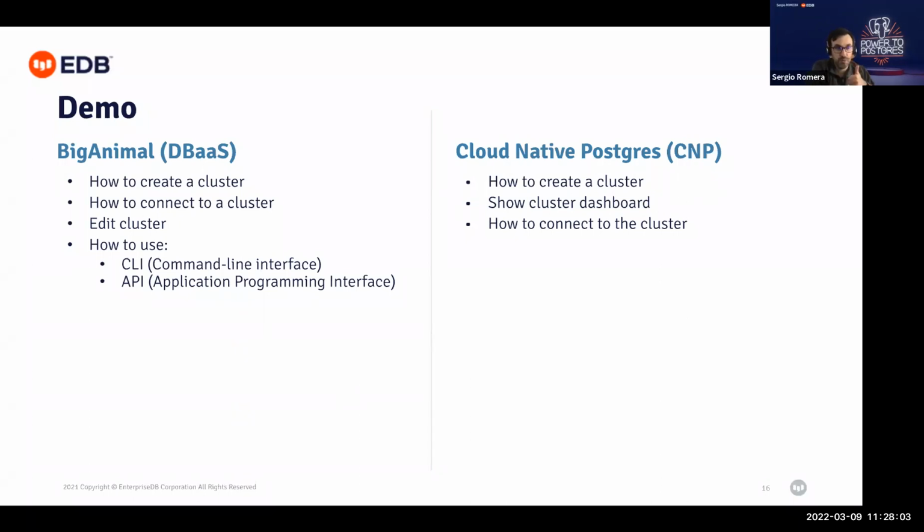I have prepared two demos. The first demo is in Big Animal. Big Animal, as you know, is the database as a service, an EDB solution that allows you to create Postgres databases very easily in a cluster mode or in a single mode. Today, this architecture is only available in Microsoft Azure, but very soon, before the end of the year, we will be able to have this kind of clustering in Amazon and in Google Cloud. Amazon is in the roadmap, and we will have the solution implemented before July.